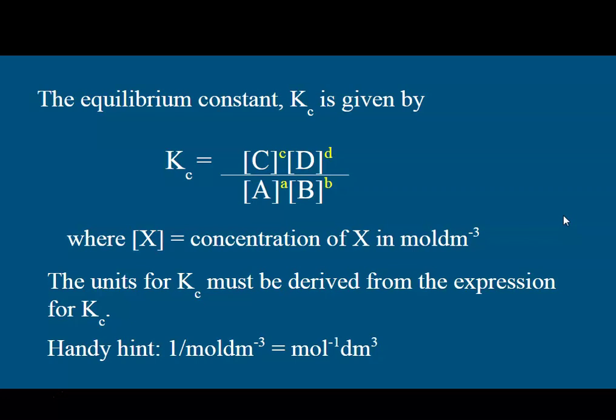So, the equilibrium constant Kc is given by the products' concentrations raised to the power of the little number you get in front of them, the big number you get in front of them in the equation. Multiplied together, please, not added. Divided by the reactants, again raised to the power.